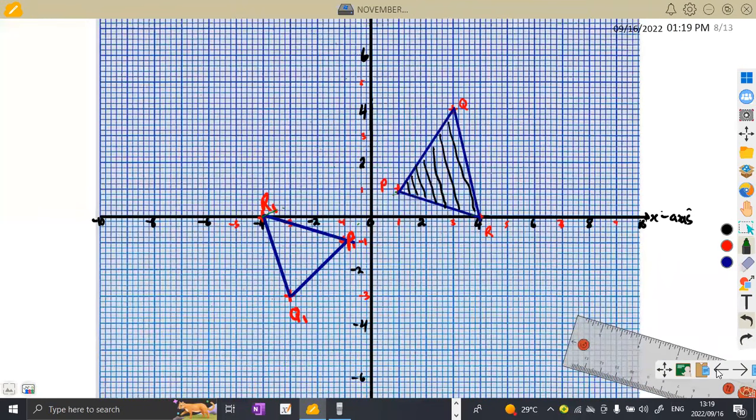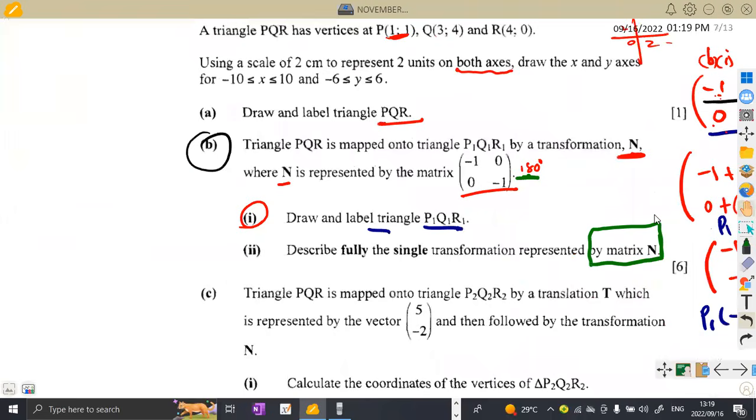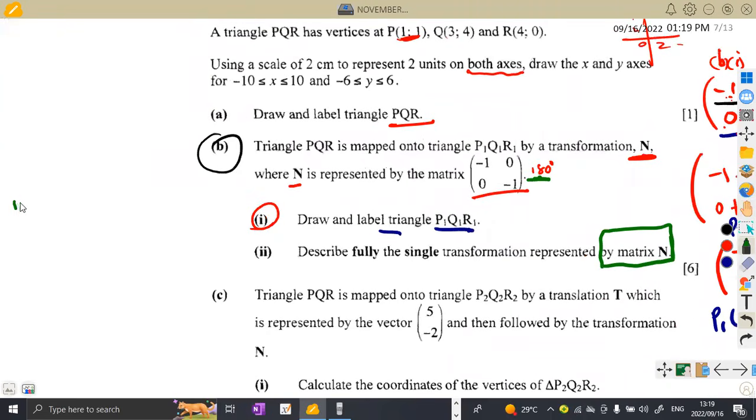Let us get back to the other question. Now the question is, describe fully the single transformation represented by matrix N. You are describing the matrix, which is this matrix. As you can see, we say it is a rotation. So already, when you were using this, you already know that it is a rotation. So that is now your description. So what are you going to write? It is a rotation.